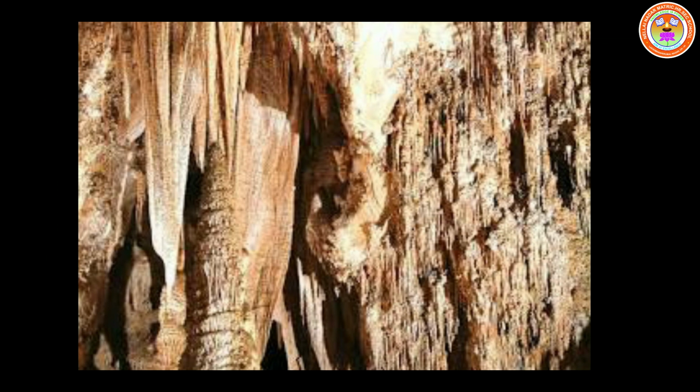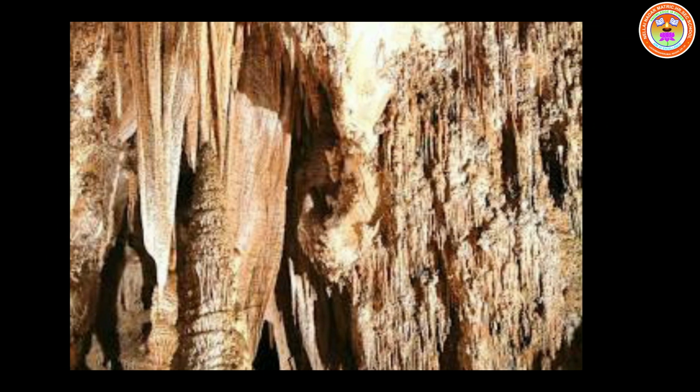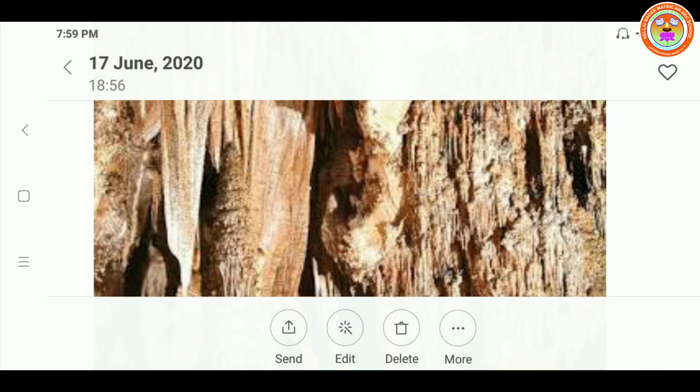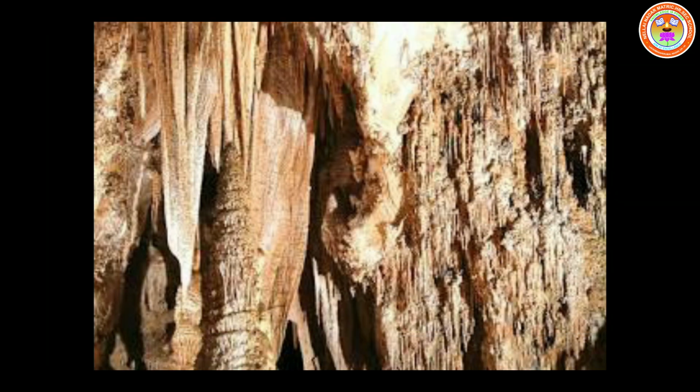Next, when the calcite deposit rises upward like a pillar, that is a stalagmite formed. Sometimes stalactites and stalagmites meet together. At that time they form columns or pillars.